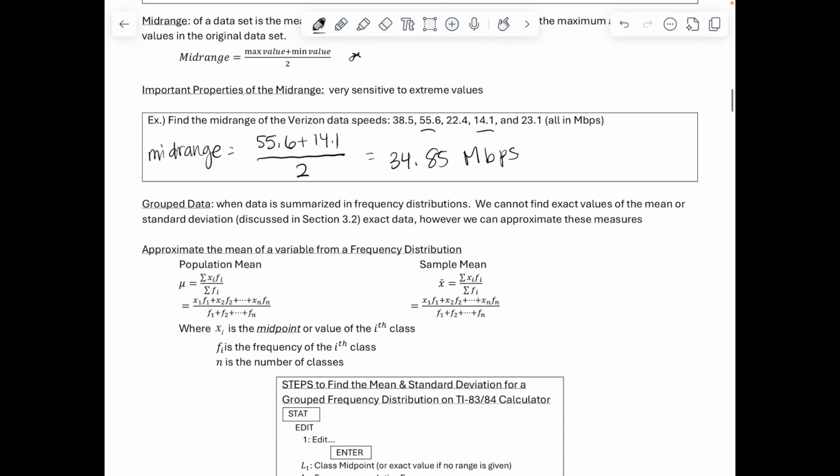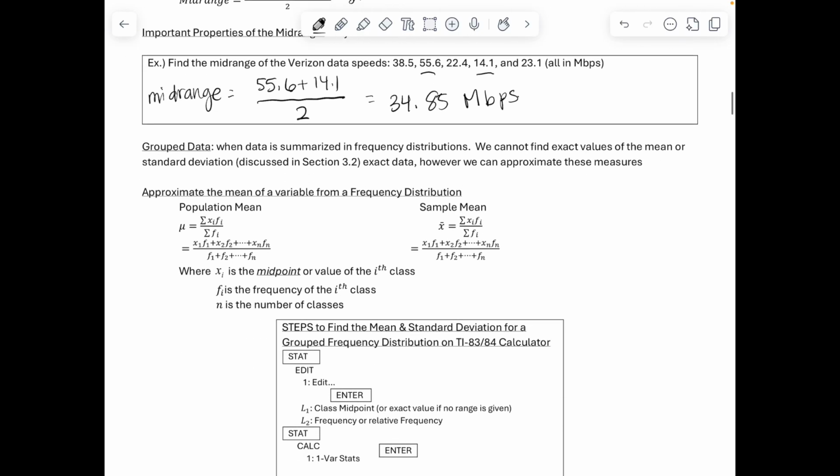Grouped data. Sometimes we're dealing with grouped data like we did in chapter 2. Grouped data is when data is summarized in frequency distributions or tables. We cannot find exact values of the mean or the standard deviation, which are discussed in a moment, but we can approximate these measures. There are some formulas down there, but again, we are going to be using our graphing calculator.